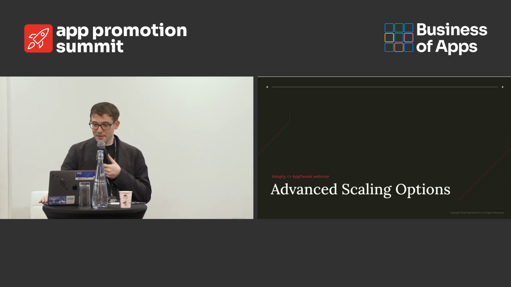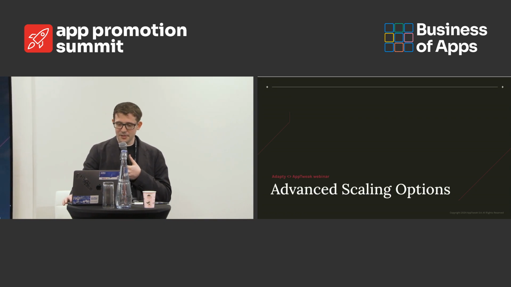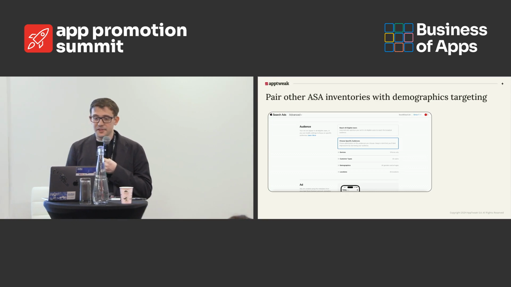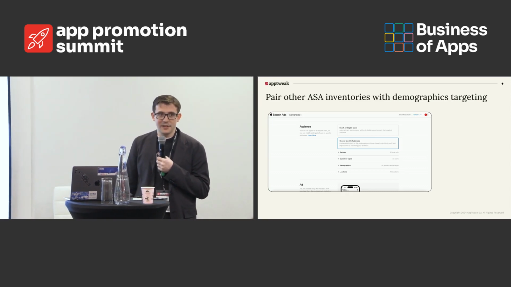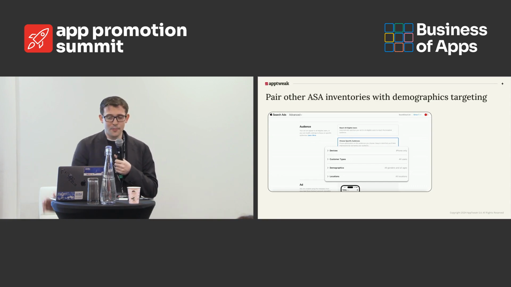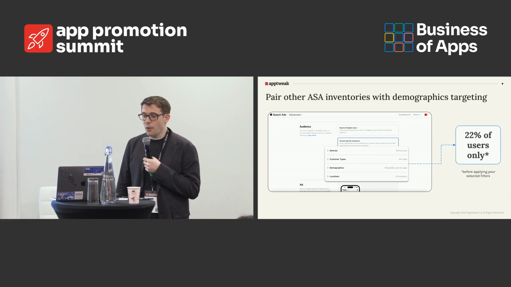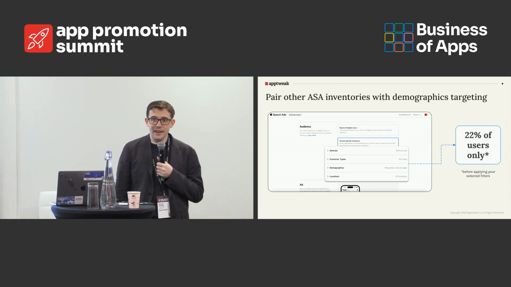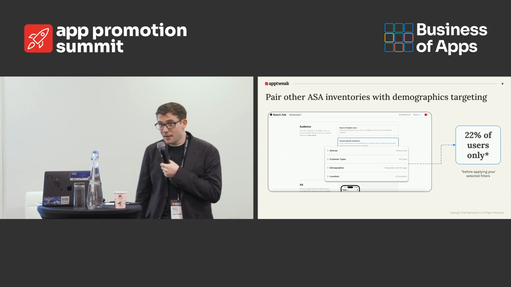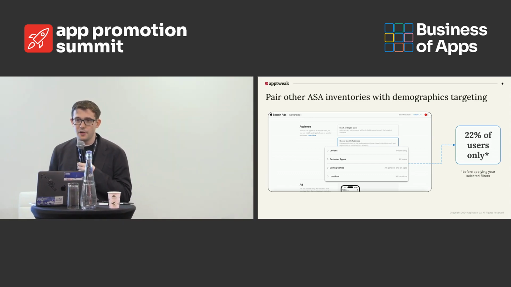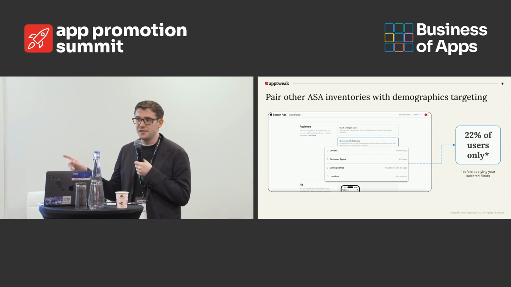I'm going to go quick because I think we're already going into overtime, but with the advanced scaling options, there's a couple tips I want to share. One is using demographics targeting in Apple Search Ads. This usually is a no. And that's because when you go into these parameters, technically you only get access to 22% of the audience before you apply the filter. 78% of App Store users are opted out of these parameters.